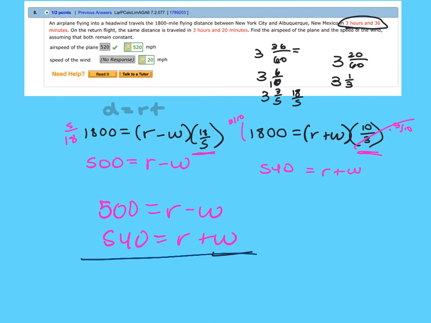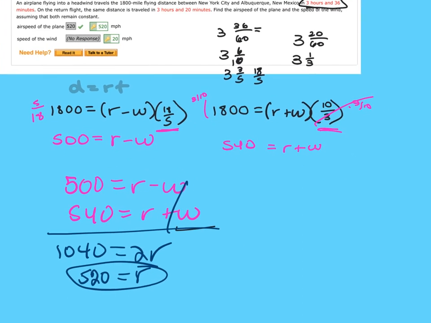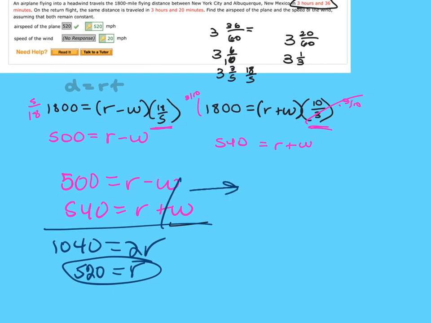So then if I add these, I get 1040 equals 2R. These are going to cancel. And then 1040 divided by 2 is 520. So on this example, the rate is 520. And then I could pick either of these. 500 equals 520 minus W. Negative 20 would equal negative W, and W equals 20.